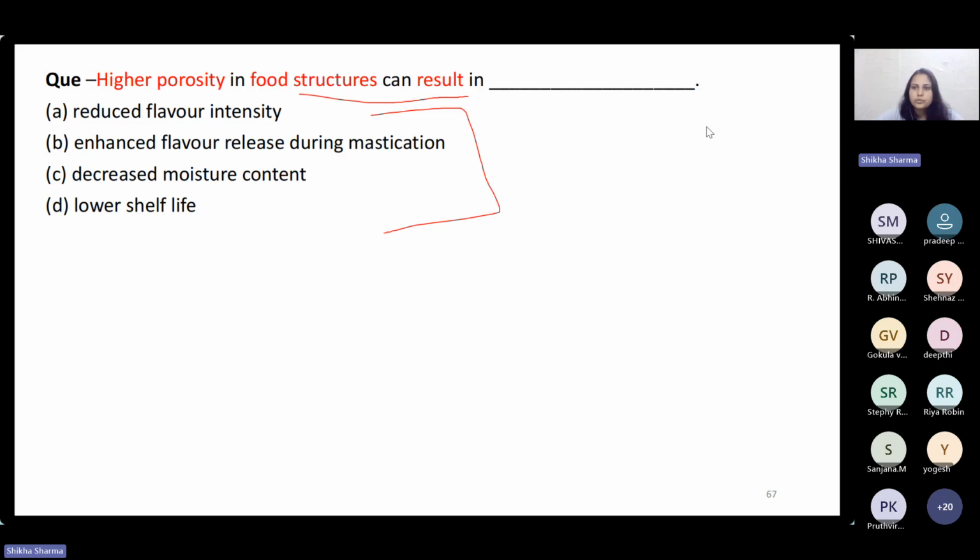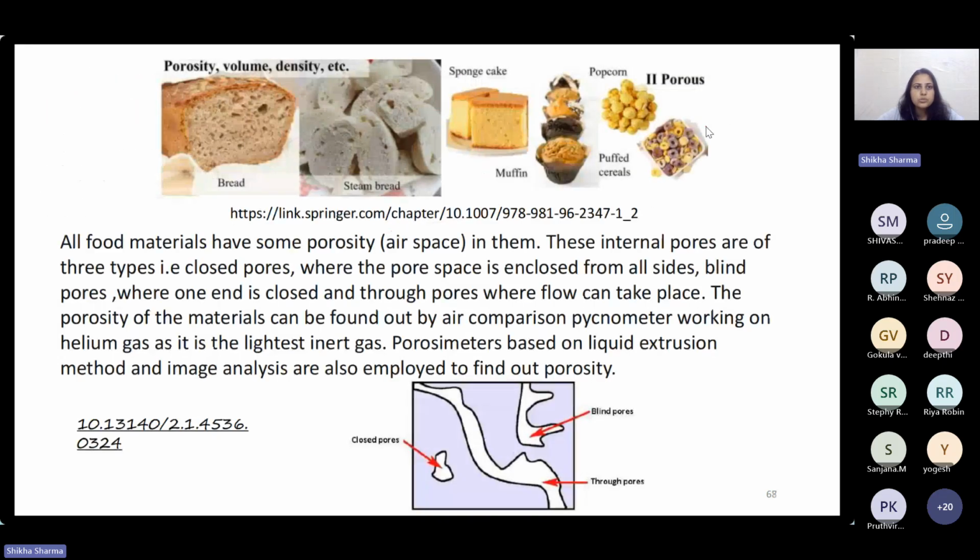Okay, let's see. So first understand what is porosity. So we can see in breads like this structure of air, in sponge cakes, in popcorn, in puffed cereals we see. So all these food materials have some kind of porosity or air spaces in them. These internal pores can be closed pores, blind pores, and through pores. Closed pores are the ones which are completely closed from all sides, which we can see in this image. Then there are blind pores, which are closed from one side, and the through pores will be open from both sides.